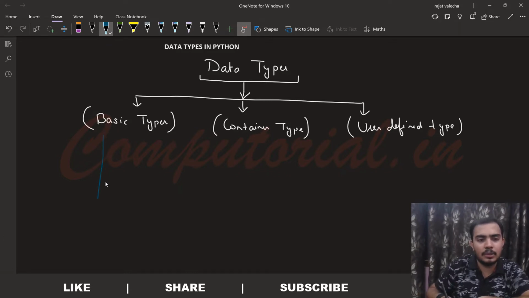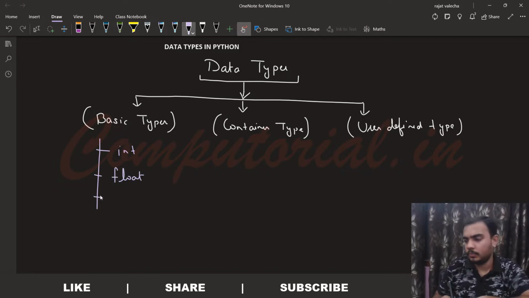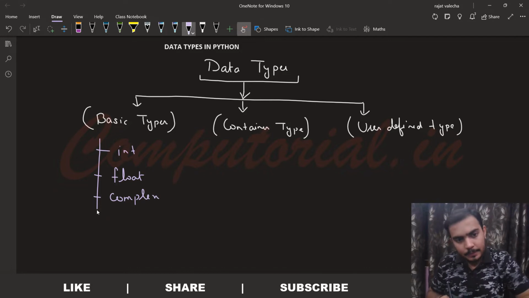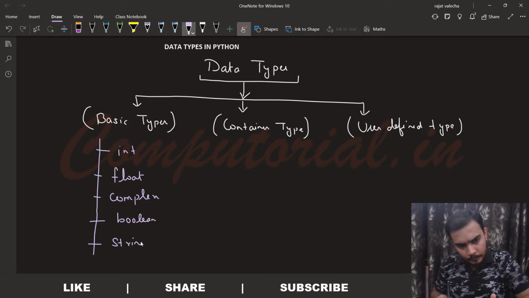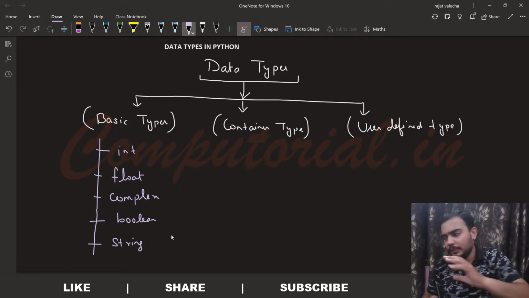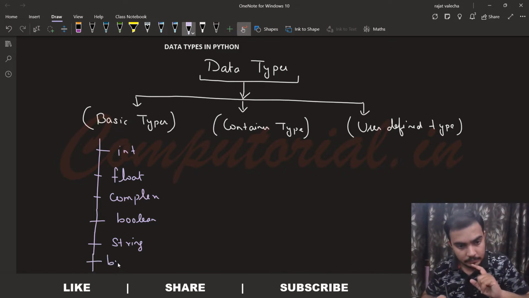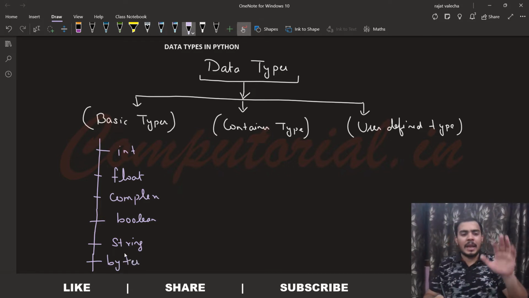Okay, so if we talk about these three one by one, the first we have is basic type values. In basic type values, we have all of those data types in which you can store single values. It means data types like int, float, or let's say one more special type in Python called complex. Then we have a type called Boolean. Then we have string values. Okay, we'll talk about all of these in detail just now. And we have one more that is called bytes. All of these six types that I have listed just now.